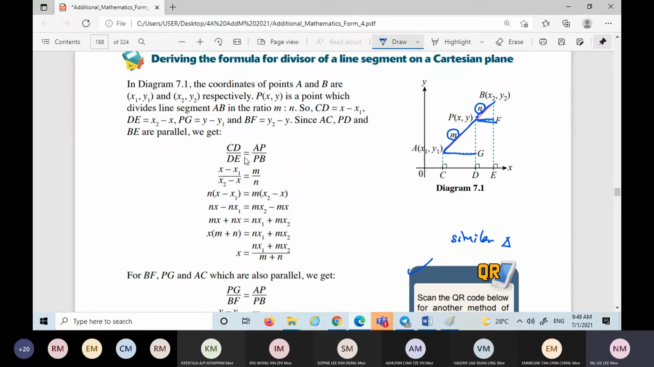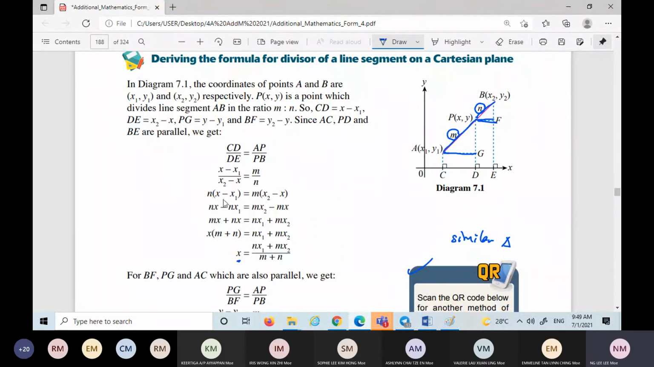Then CD and DE, as we found just now, you put in. AP you can use the ratio as m and PB as the ratio as n. Then you cross multiply. This is what you get. My purpose is to find x, meaning the x coordinate for the point P.